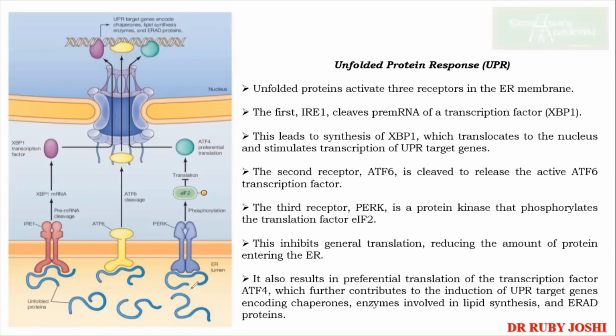So when IRE1 gets activated, it goes for pre-mRNA cleavage, and that initiates XBP1 mRNA, and then the XBP1 transcription factor, and then it goes into the nucleus, and where it gets folded with the help of chaperones and other enzymes.